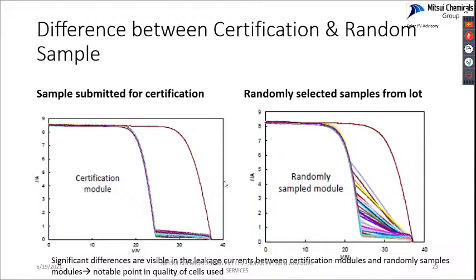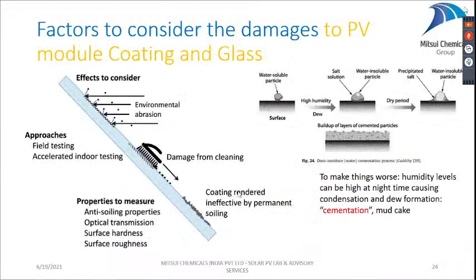And this is another example of hotspot for certification. When samples are taken randomly from the lot, of course, everyone sends the good samples for testing, whereas in production the quality deteriorates, or maybe the BOM changes, and the quality is not maintained as shown or as committed in the documents or on the data sheets.